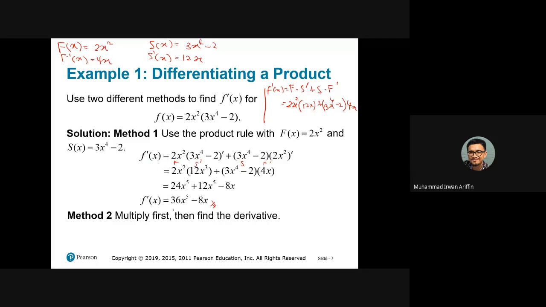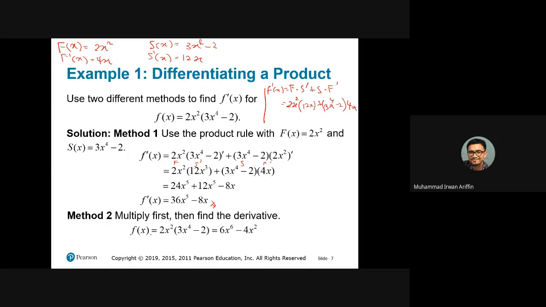Second method, this is the direct attack. The direct attack is to simply multiply this out. Because it is not that complicated, since the first function consists of only a single term, 2x squared multiplied with 3x to the power of 4: multiply 2 by 3 is 6, x to the power of 2 plus 4 is 6. And then minus 2 multiplied by 2x squared, so we have 4x squared.